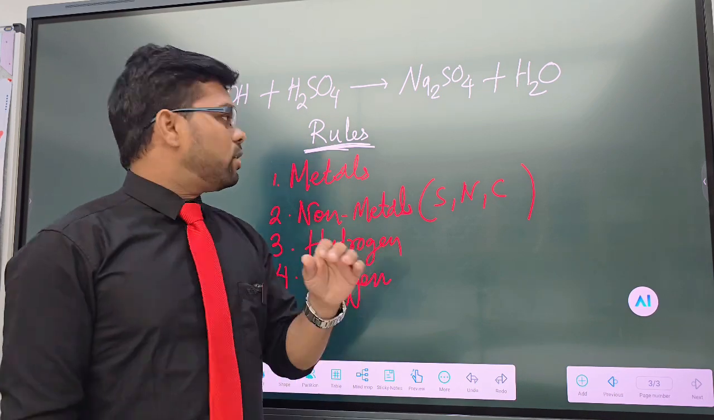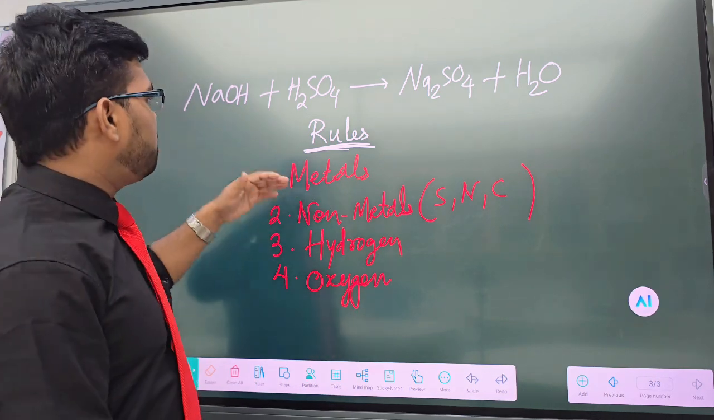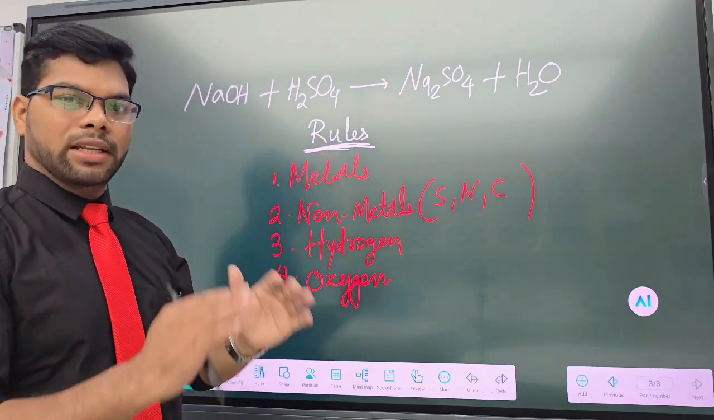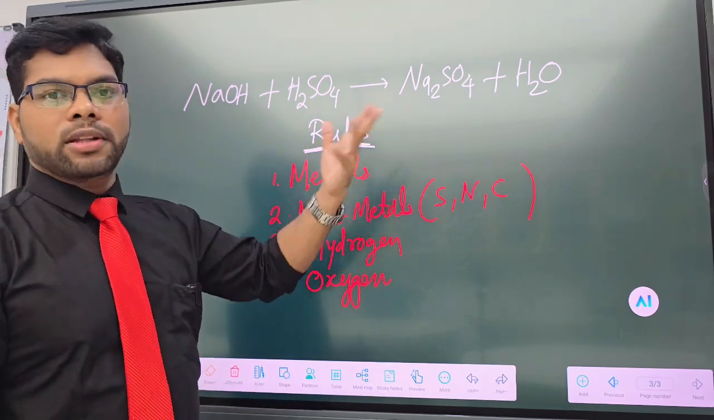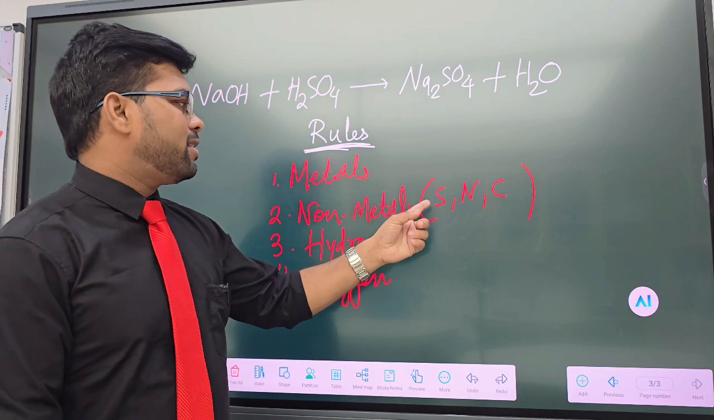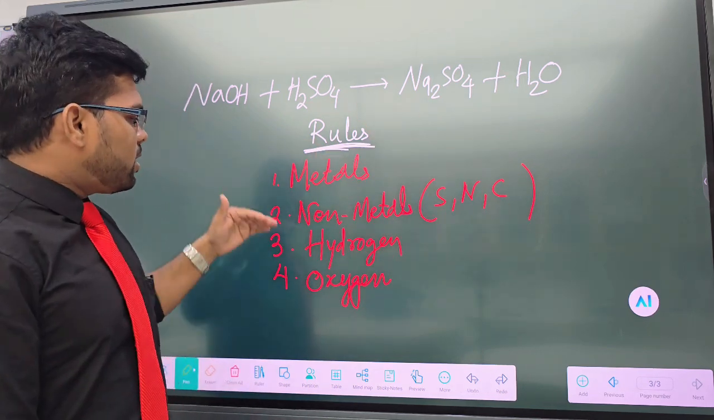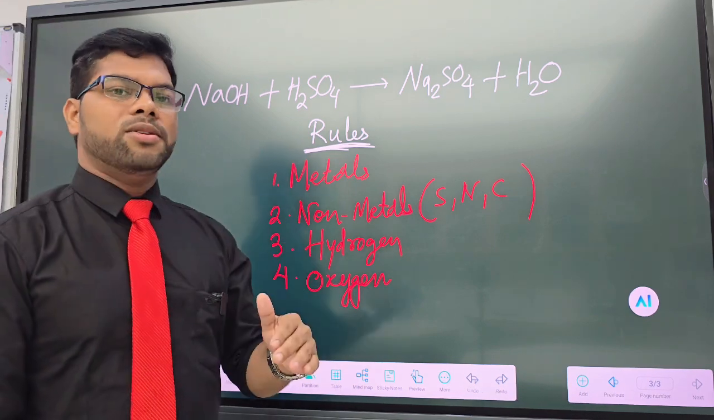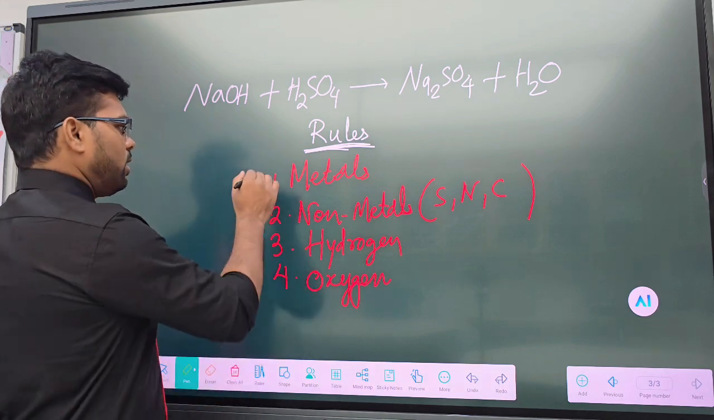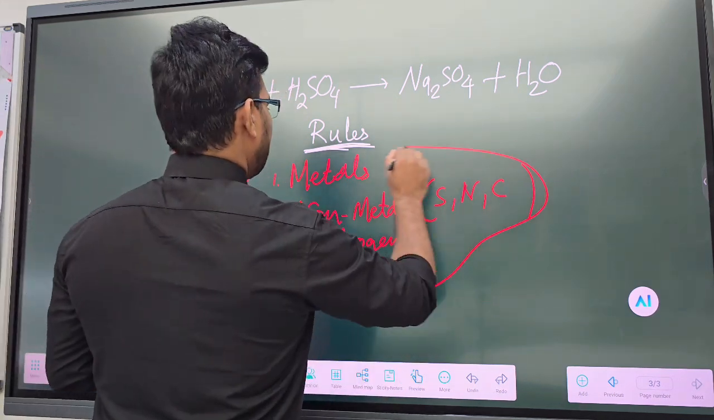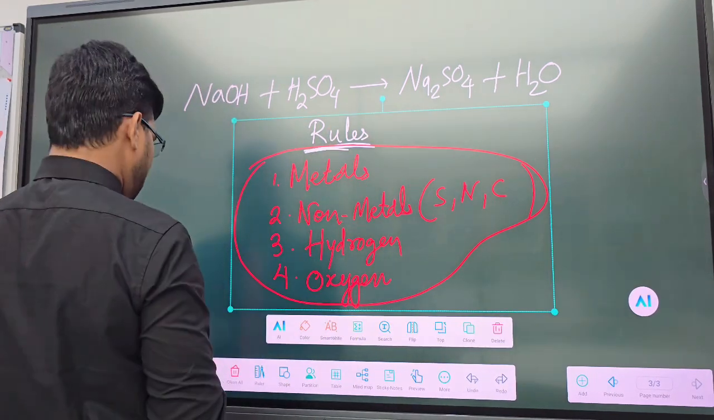This is the simple rule you have to memorize. Firstly, you need to balance the metal. How many metals are there in the equation? You have to look at that and balance first. Secondly, go for the non-metals. Find the non-metal except hydrogen and oxygen, for instance sulfur, nitrogen, carbon, and many other non-metals. The third step is to balance the hydrogen element. At the end, you need to balance the oxygen. These are the rules you just need to memorize.